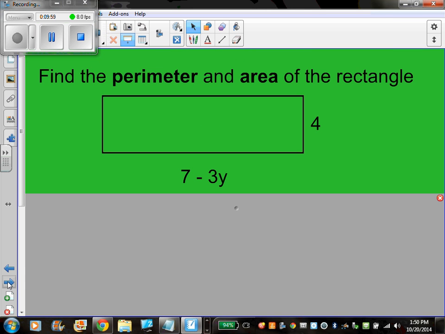Next example, find the perimeter and area of the rectangle. Well, if it's a rectangle, and we know that the length of this side here is 4, then the length of this side here is also 4. And we also know that the length of this side will be 7 minus 3y.